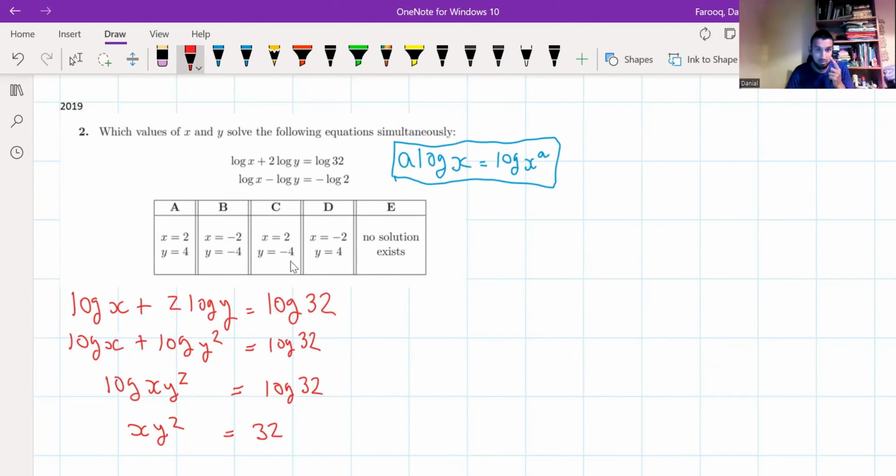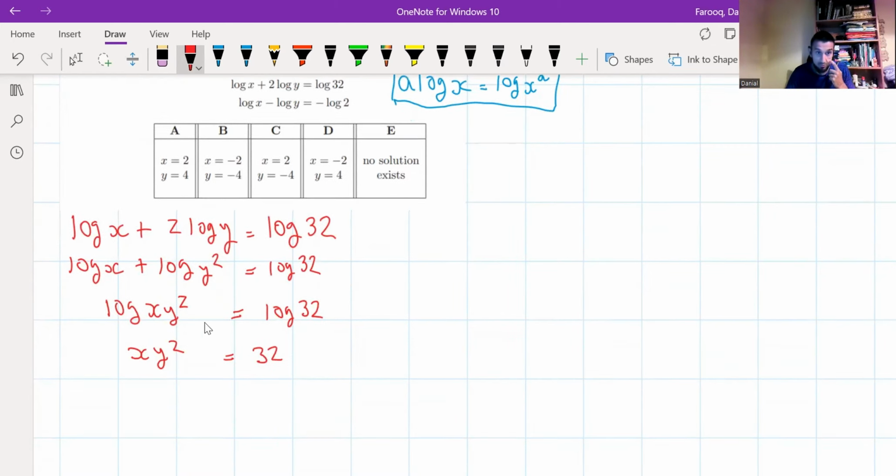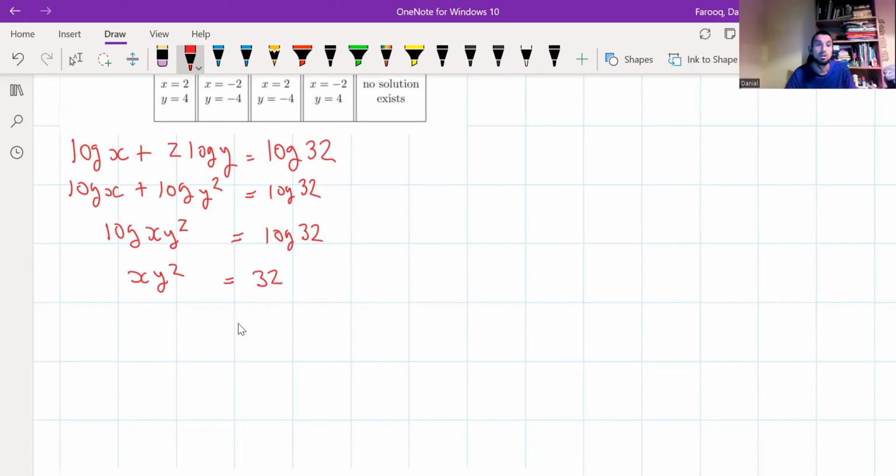Because we have log on both sides, that can cancel out, or you put both sides to the power of 10, and that will cancel it out. Now, we'll leave that as it is for now.